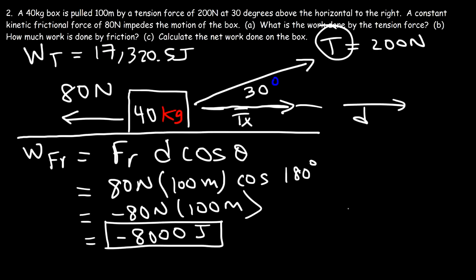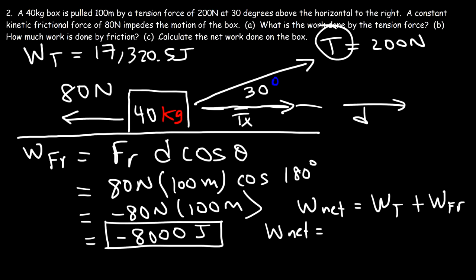So what is the net work? The net work done on the crate or on the box is going to be the sum of the work done by the tension force plus the work done by friction. And so what we need to do is add these two values. So it's 17,320.5 plus -8,000. So the net work is 9,320.5 joules.